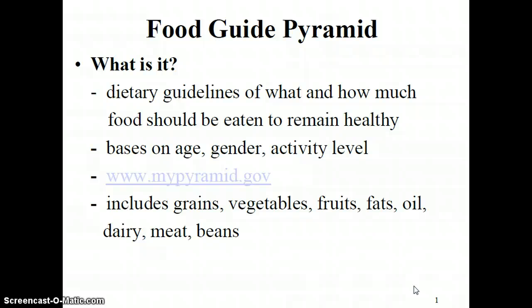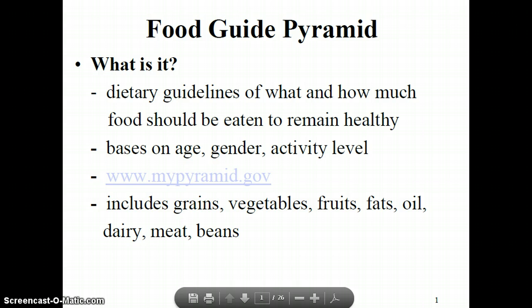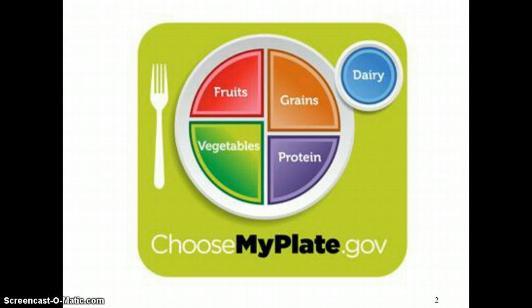But the My Plate includes grains, vegetables, fruits, fats, oils, dairy, meat, and beans. And you'll see in this new My Plate, the dairy, rather than being on the plate itself, is listed off to the side. Here is the choosemyplate.gov for you. So this is replacing, as I said, the food pyramid.